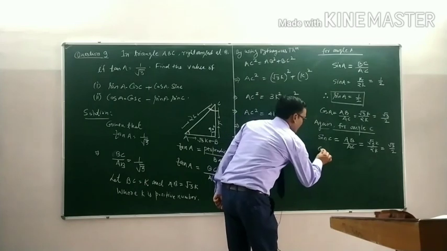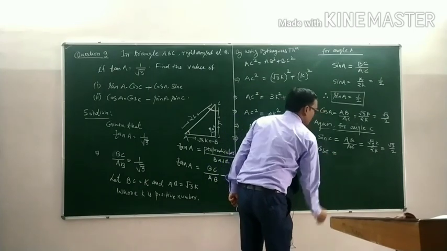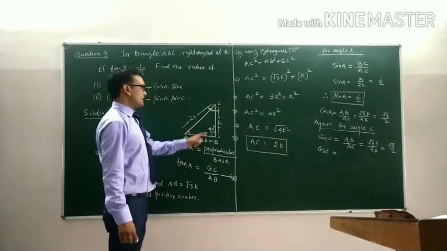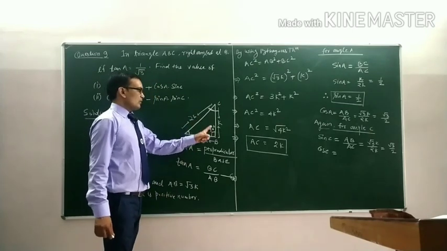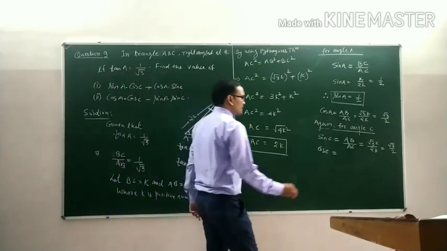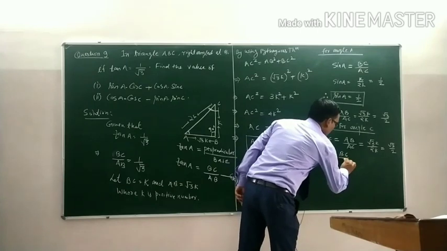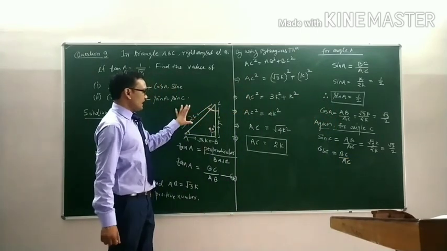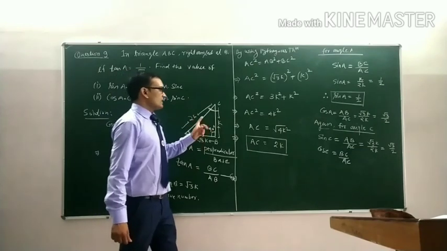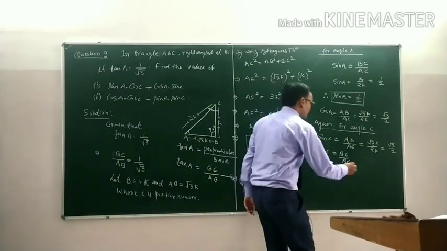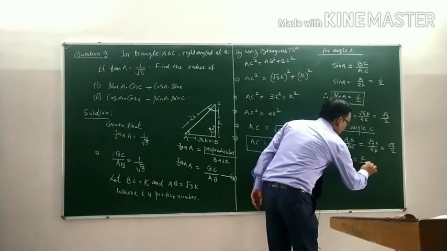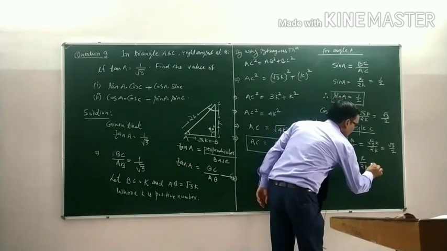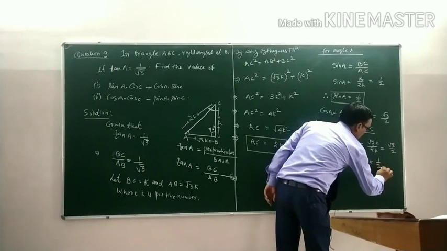Similarly, we find the value of cos C. Cos C is the base upon hypotenuse. What is the base? Base is BC, and upon AC. BC upon AC. What is the value of BC? BC is k and AC equal to 2k. This gives the value 1 by 2.